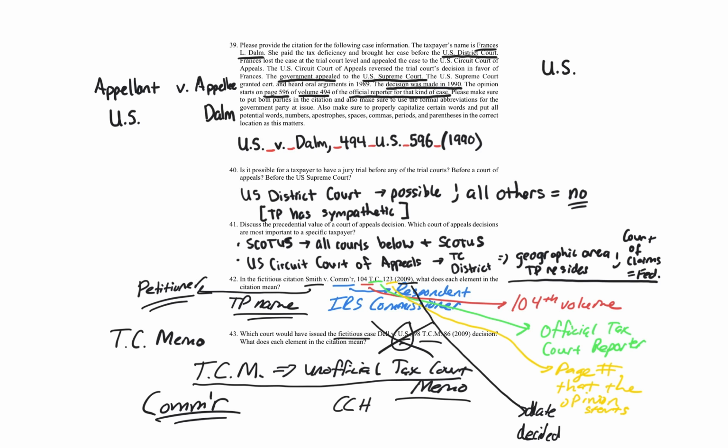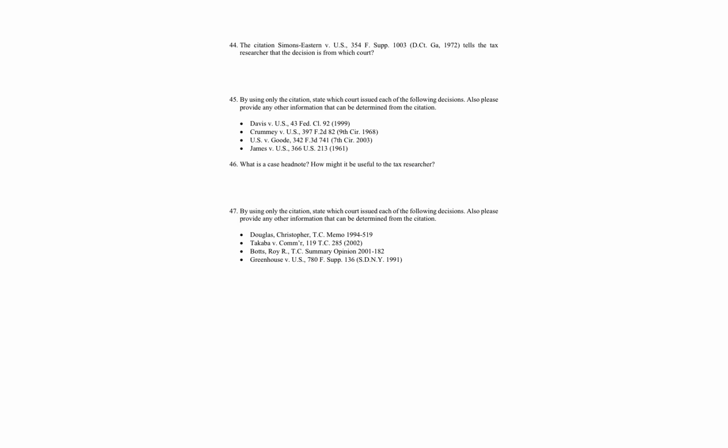Okay, let's go ahead and move on to the last set of questions. Question 44. The citation Simons Eastern v. U.S., 354 Federal Supplement 1003, District Court Georgia, 1972, tells the tax researcher that the decision is from what court?